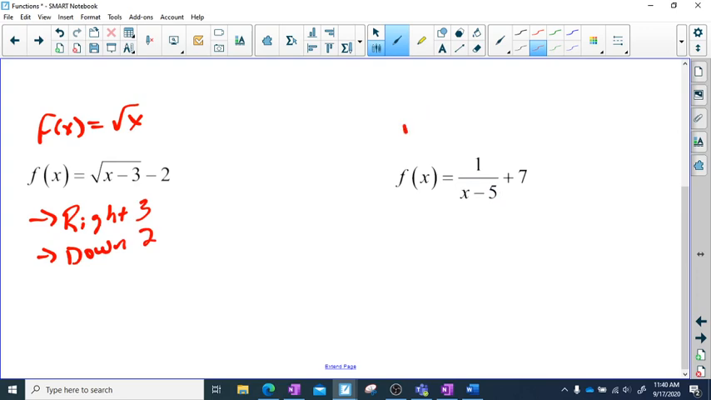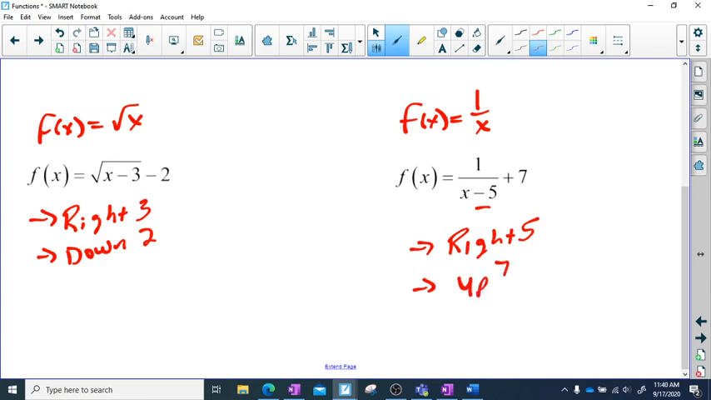Now this one is a bit more obscure function that we haven't worked with much, but it's called the reciprocal function. 1 over x would be the base. I can see that I have a minus 5 here, which would make it go right 5. And I have a plus 7 out here at the end, which would move my graph up 7.